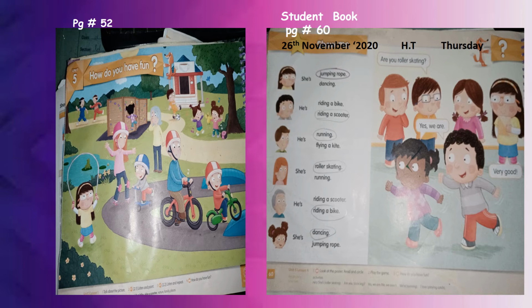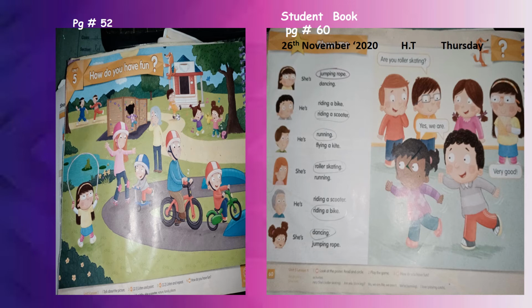Now look at next picture, that is about Sam. Let's read. He is riding a bike, full stop. Another sentence is he is riding a scooter, full stop. Now look at the page number 52 and let's see what Sam is doing. Sam is riding a scooter. So you have to circle the words riding a scooter.